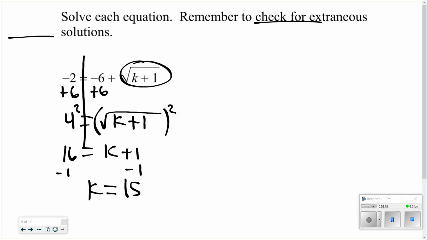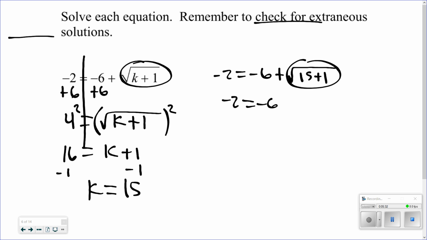Go back up to the original problem. Negative 2 equals negative 6 plus the square root of 15 plus 1. Let's see, 15 plus 1 is 16. The square root of 16 is 4. So I end up with that, and that checks off. Negative 2 does equal negative 6 plus 4. So we're good. That is my solution.